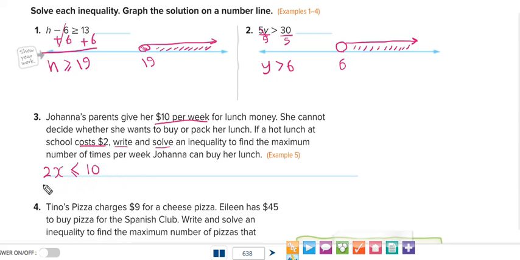Now this is a multiplication inequality, so we will divide. Divide by 2 on both sides. The 2 gets cancelled, which means that X will be smaller than or equal to 10 divided by 2, which is 5. So she can buy lunch 5 times or less.